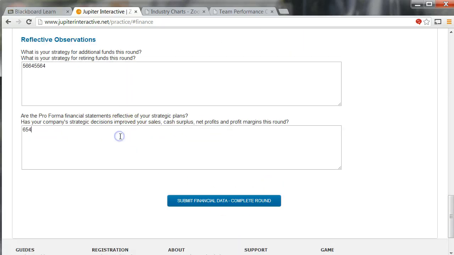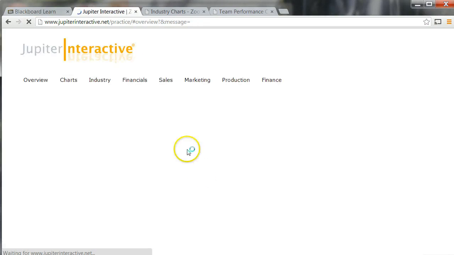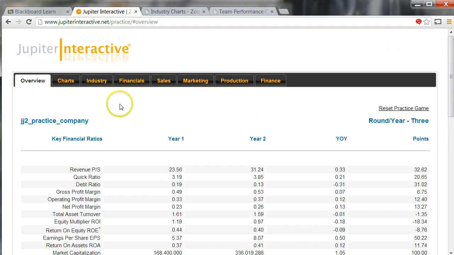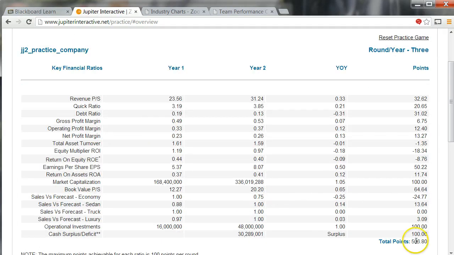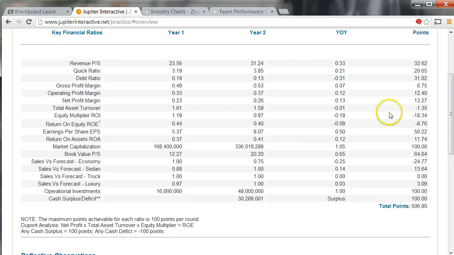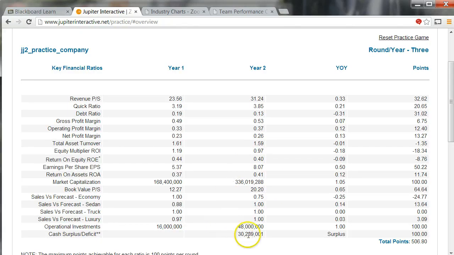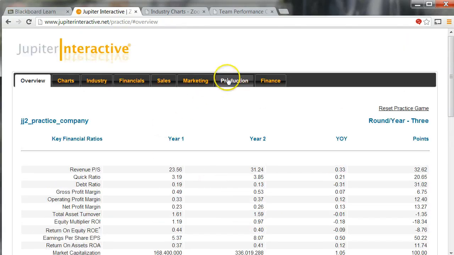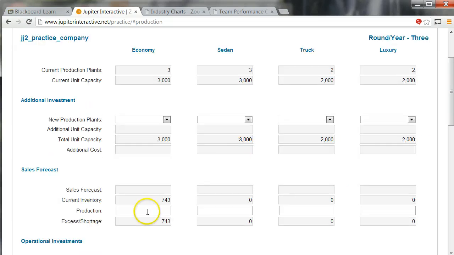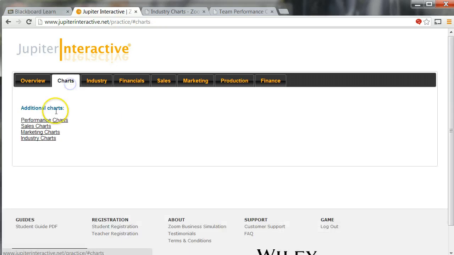I'm going to work on my reflective observations, and now I'm in round 3. I'm in round 3, but here are the results for round 2. I only made 500 points, so I went down in points. So I didn't do as well. I lost some points because my forecast here was bad on Sudan. It looks like I increased my forecast in the other area, but let's see, and I had a $30 million surplus, not a $40 million surplus. So that tells me I have leftover inventory. Yep, I have 743 vehicles I didn't sell in my economy class.